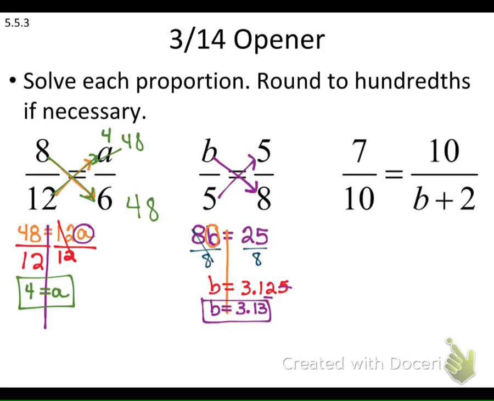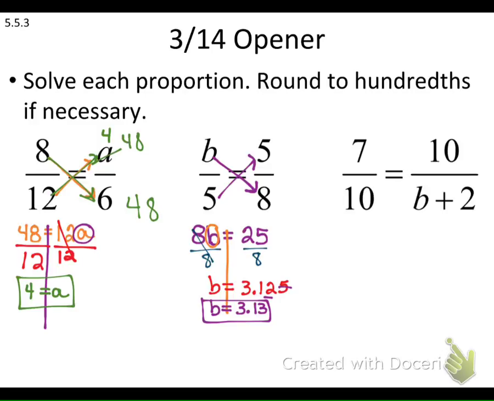Yep. So how would you read that answer? Does it matter which side? No, does not matter. 3.13, 3 and 13 hundredths. Yep.